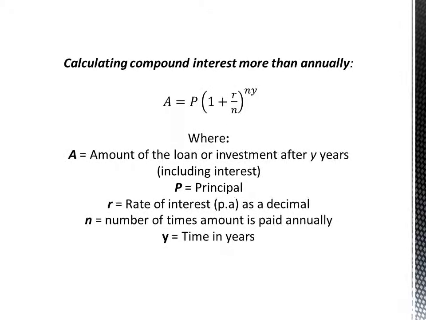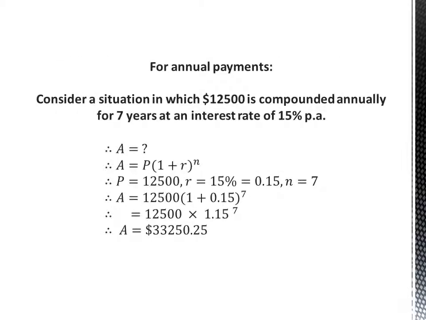Calculating compound interest more than annually, we use the following formula. A equals P bracket 1 add R over N bracket to the power of NY, where A equals the amount of loan or investment after Y years, including interest, P is the principal, R is the rate of interest per annum as a decimal, N is the number of times the amount is paid annually, and Y is the time in years.